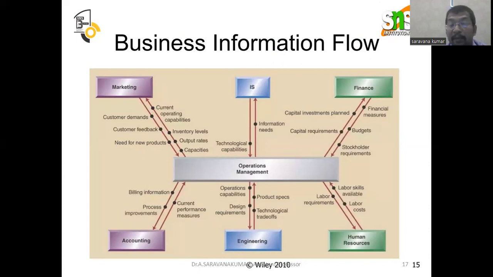Finance: capital investment plan, because everyone knows about capital. Without capital, we can't do any business. So capital investment plan, financial measures, capital requirement, budgets, stockholder requirements. Accounting: billing information, process improvement, and current performance measures. Engineering: production area, operation capabilities, product specifications, design requirement, and technological trade-off. And human resource: labor skills available, labor requirement, which is nothing but manpower planning, then labor cost.